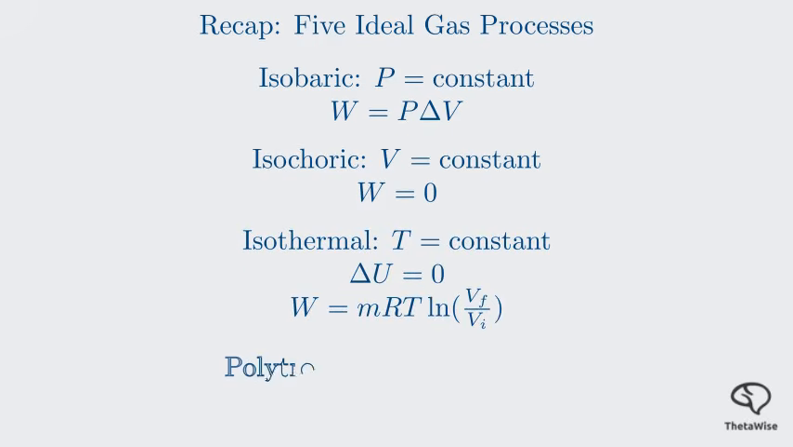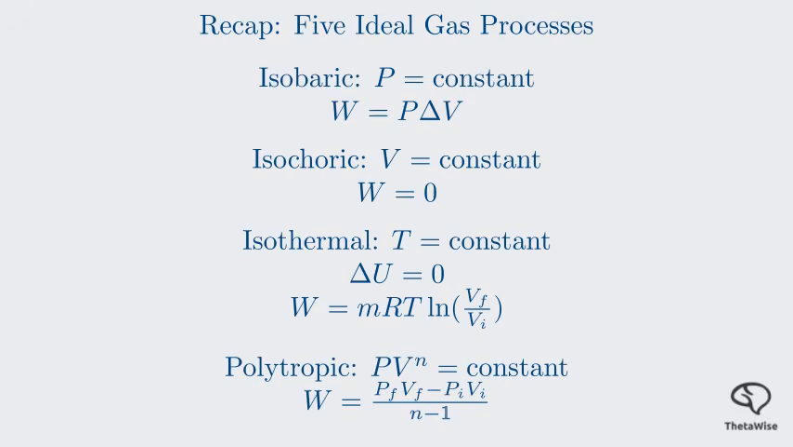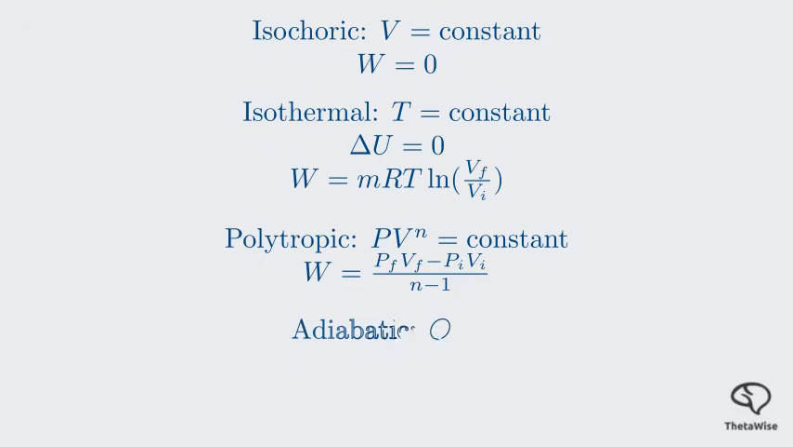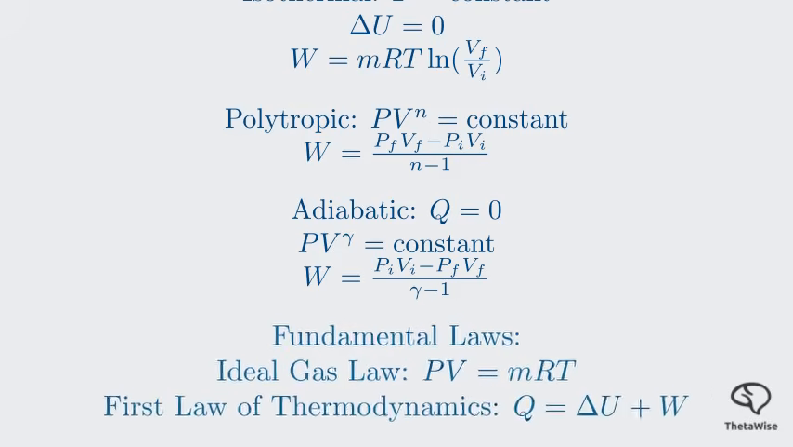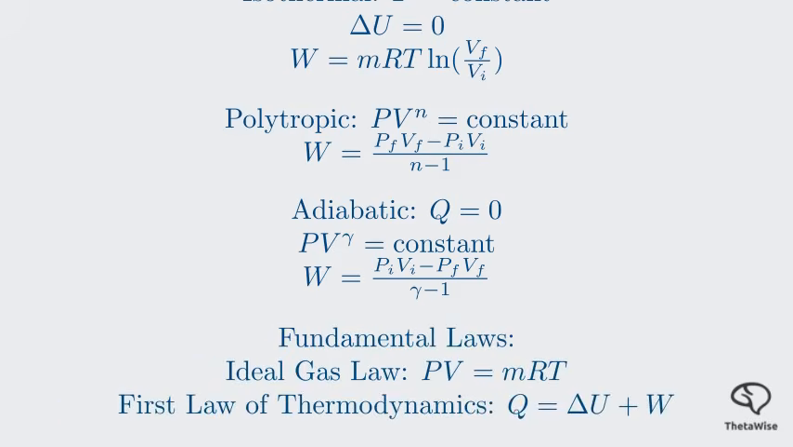The polytropic process is a more general process where PV to the n is constant, providing a flexible model for many real-world applications. And finally, the adiabatic process, with no heat transfer, where PV to the gamma is constant and the temperature changes as a direct result of work done. For all these processes, two fundamental principles were our guides: the ideal gas law and the first law of thermodynamics, Q equals delta U plus W. You are now equipped to define these processes, apply their respective equations, and interpret your results using sign conventions.